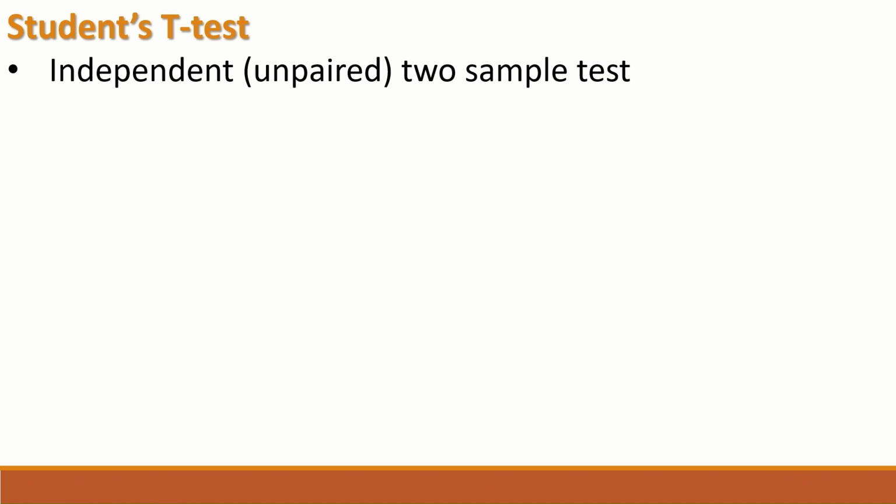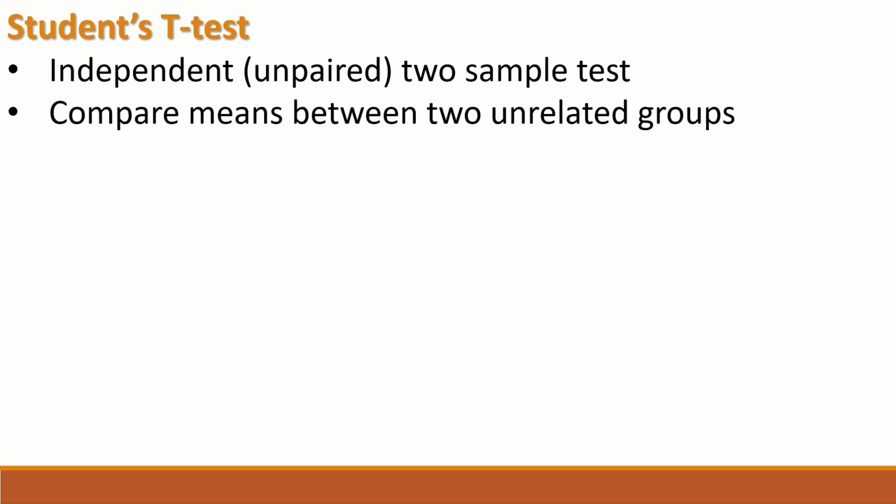So before listing the assumptions for the unpaired t-test, let's give a brief description of the Student t-test. Student t-test is the independent unpaired two-sample t-test. It compares the means between two unrelated groups or unpaired groups. So there should be two variables.